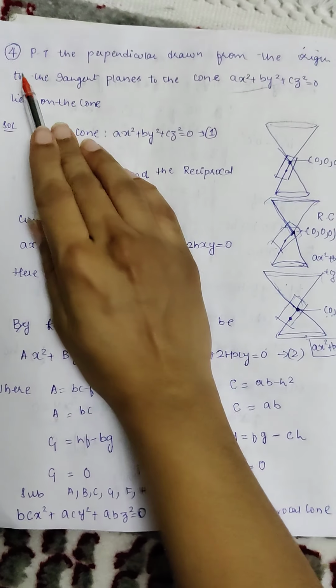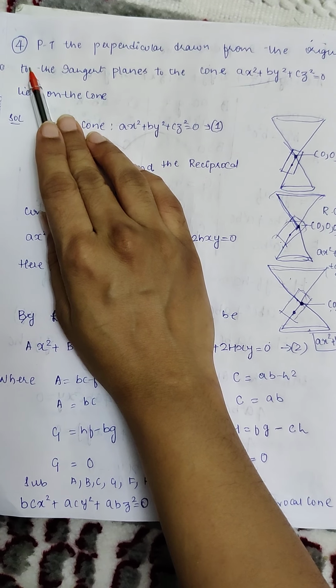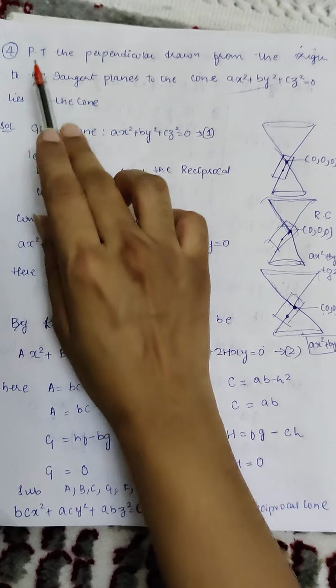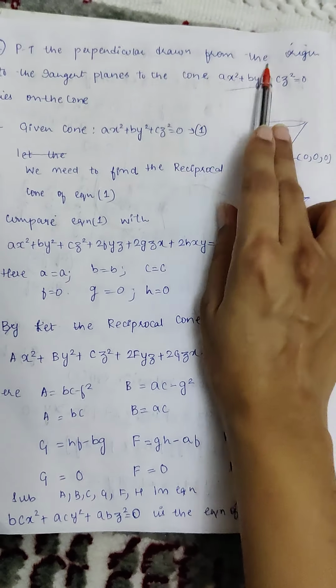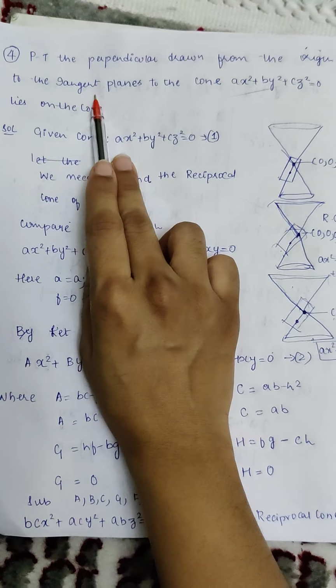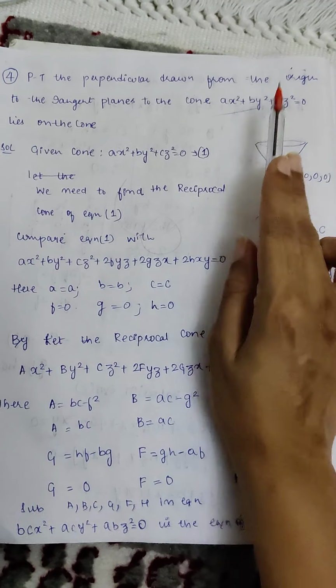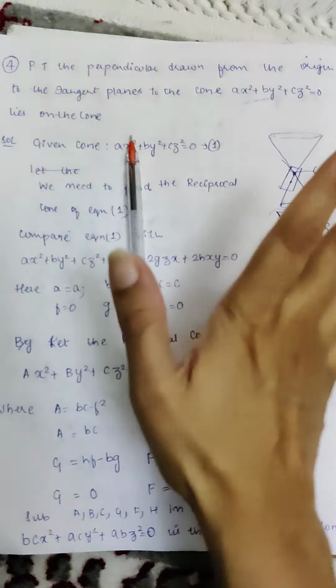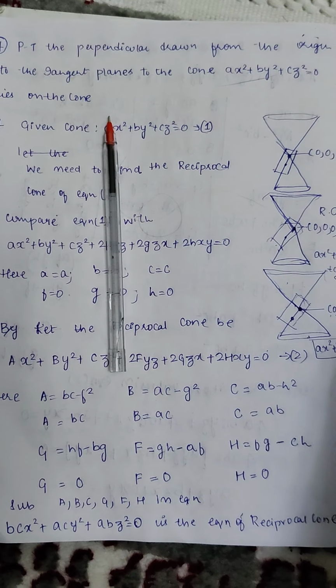Hello girls, let us move on to question number 4. The question states: prove that the perpendicular drawn from the origin to the tangent planes to the cone lies on the cone. So the question looks very complicated, but the solution is very simple to solve, girls.